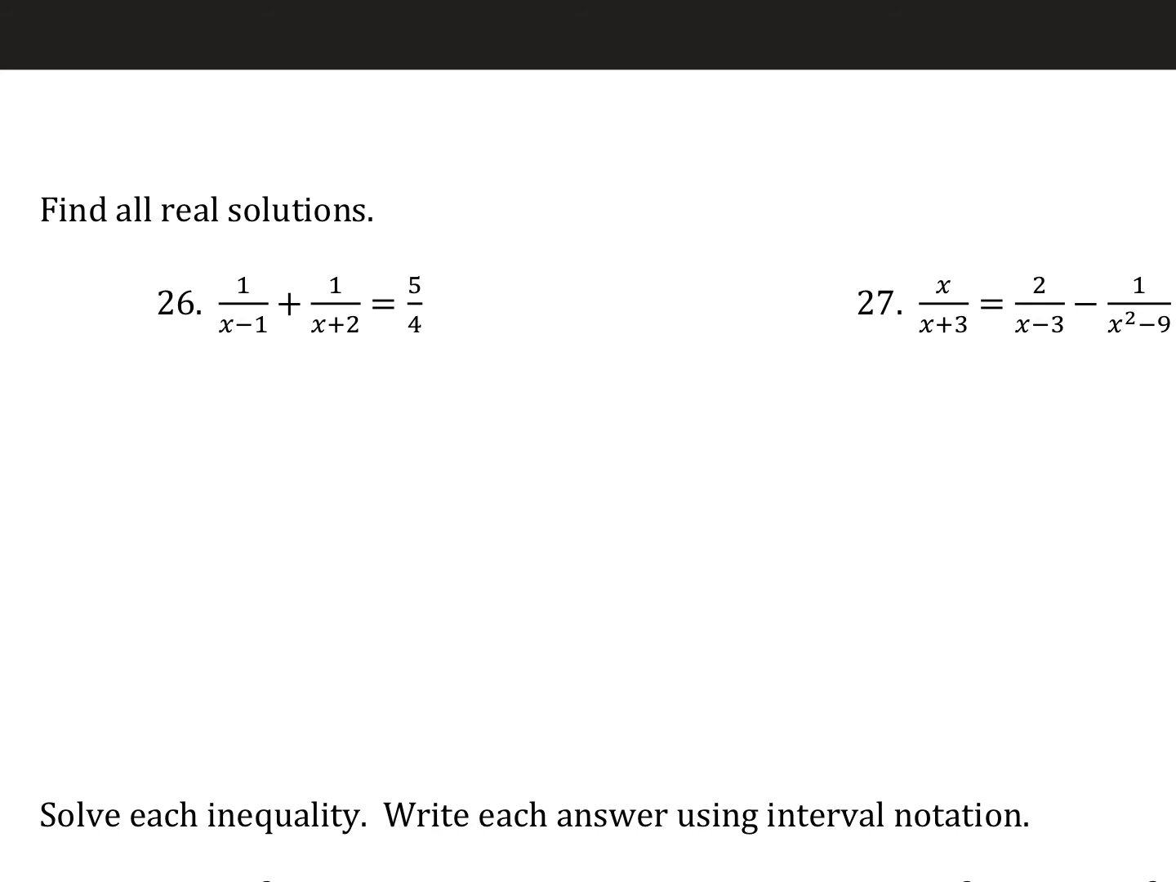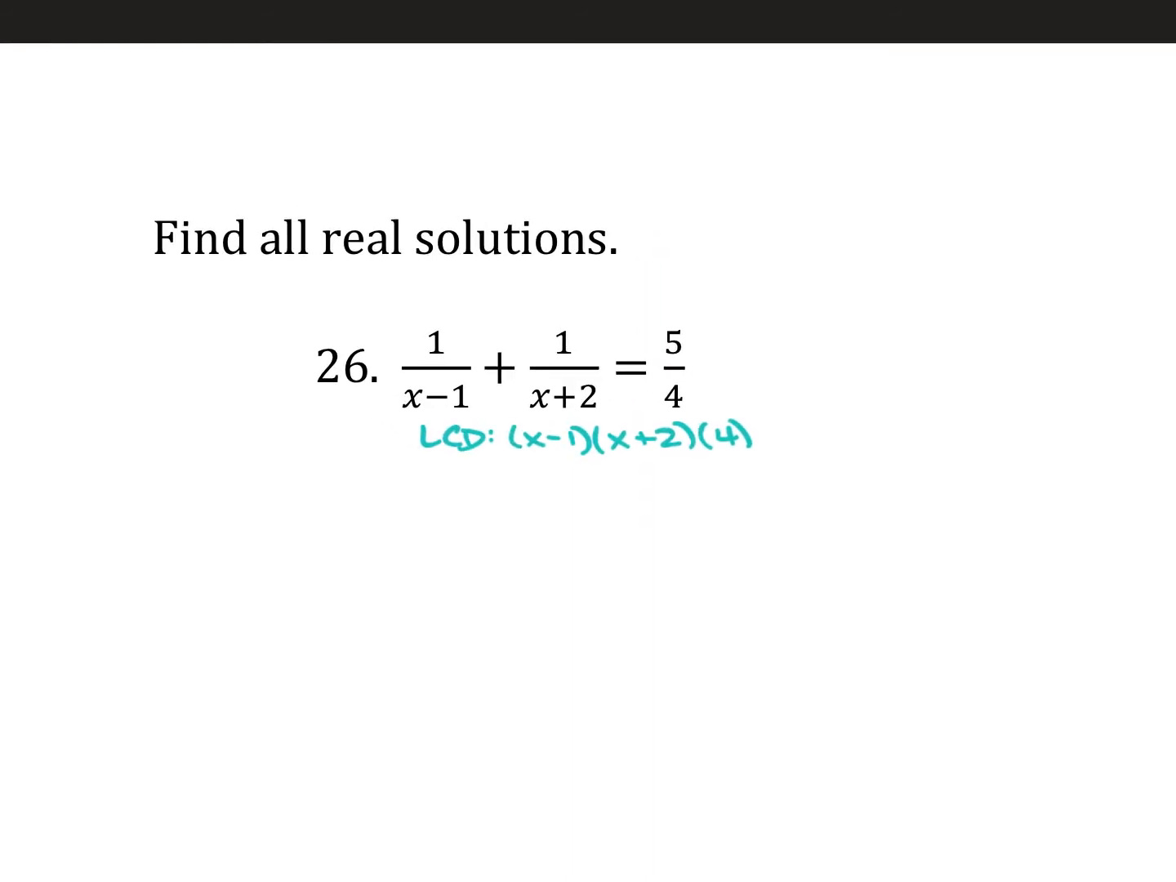So if you look at number 26, you have 1 over x minus 1 plus 1 over x plus 2 is equal to 5/4. Your least common denominator is x minus 1 times x plus 2 times 4. So we're going to multiply whatever we don't have in our denominator of a fraction that's in that least common denominator by the numerator.